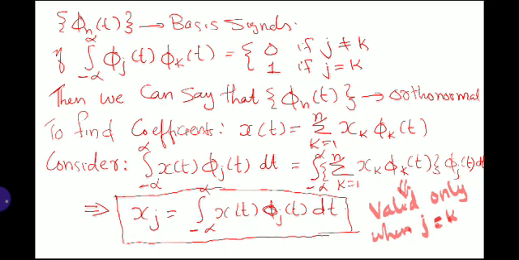Now this set of phi n of t is called the basis signals. They should be orthonormal. These basis signals are orthonormal. So you know what is orthogonal? Orthogonal means that two signals are orthogonal when their inner product is 0.